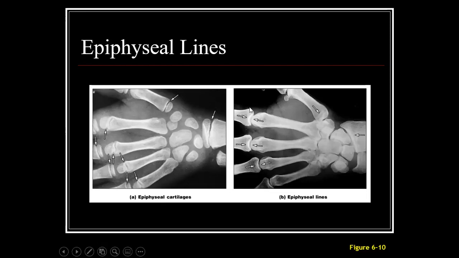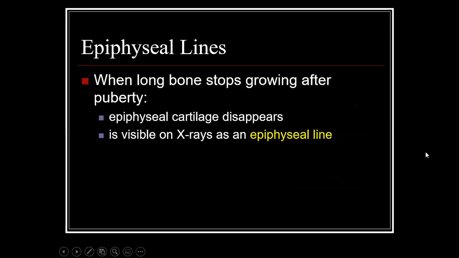This one's more straight across here. You can kind of barely see them. Oh, there's a really good one right there. And these lines indicate an area where you were creating new osteoblasts, that were creating new bone that no longer occurs. When long bones stop growing after puberty, your epiphyseal cartilage disappears and you get this epiphyseal line.